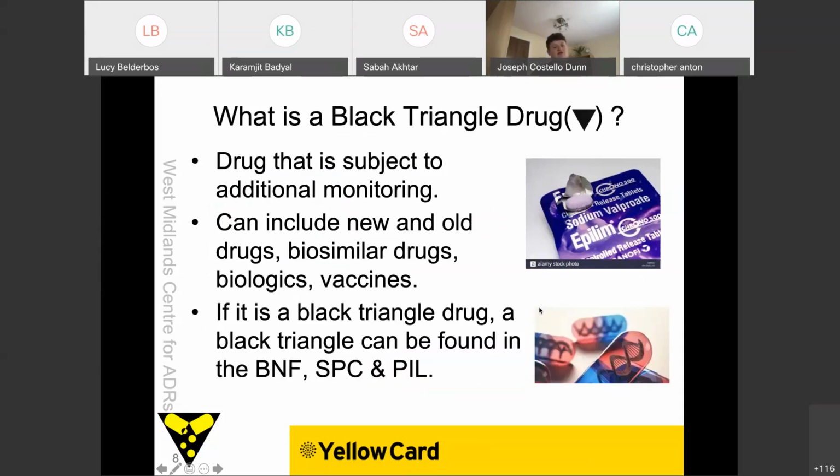And if the drug is a black triangle drug, an inverted black triangle can be found in the BNF, the SPC, and the patient information leaflet. And also, if someone doesn't have access to these resources, there is also a list on the government website, and that's something that Zaid will speak about later on.